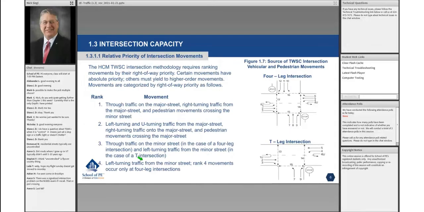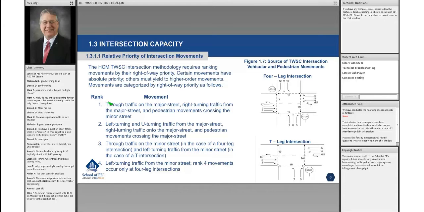One of the things that we talked about yesterday, on Monday, in relation to intersections is the relative priority of intersection movements. I think that this is an area that you could have a question on the exam. It could be an easy place for them to come up with a question for you. And the fact is that different movements have different ranks. In Chapter 20 of the Highway Capacity Manual, it talks about ranking 1 through 4.